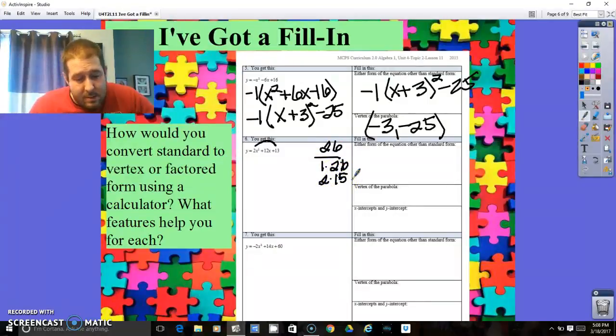I feel like I'm missing something. 3 times, no. 3 times 8, 24, no. That's not it. 4 times 8, 28, no. 5, no. 6, no. 7, no. Okay, looks like this one's not factorable, because no numbers are going to give you 26 but also add up to 12. So what I would need is a graphing calculator, which I do not have on me. So what I would do is put this in the graphing calculator, and look at the table and try to find the x-intercepts.